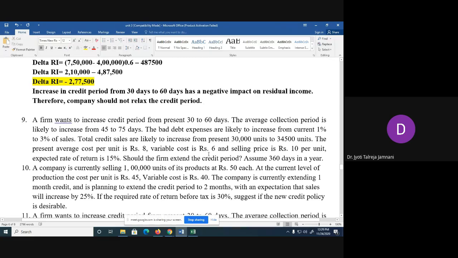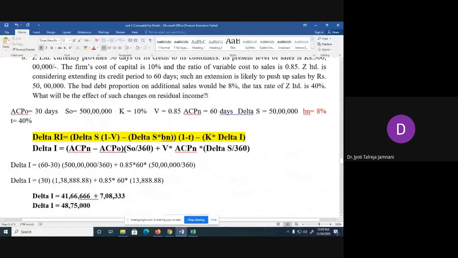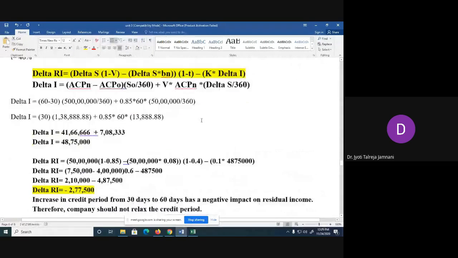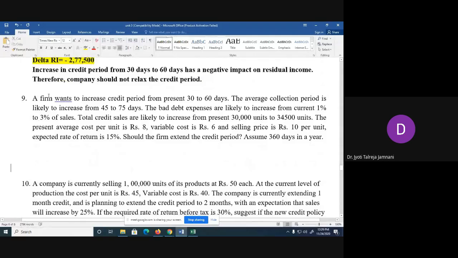Okay, so these two sums were on residual income, where the word was used and we had to use the formula method. Now we will go to the problem where we have to do it using the tabular way, because if you read the problem carefully, nowhere is it written as residual income. They just asked, should the firm extend the credit period, assume 360 days in a year. So we'll start with the problem. Let's see what all is given.